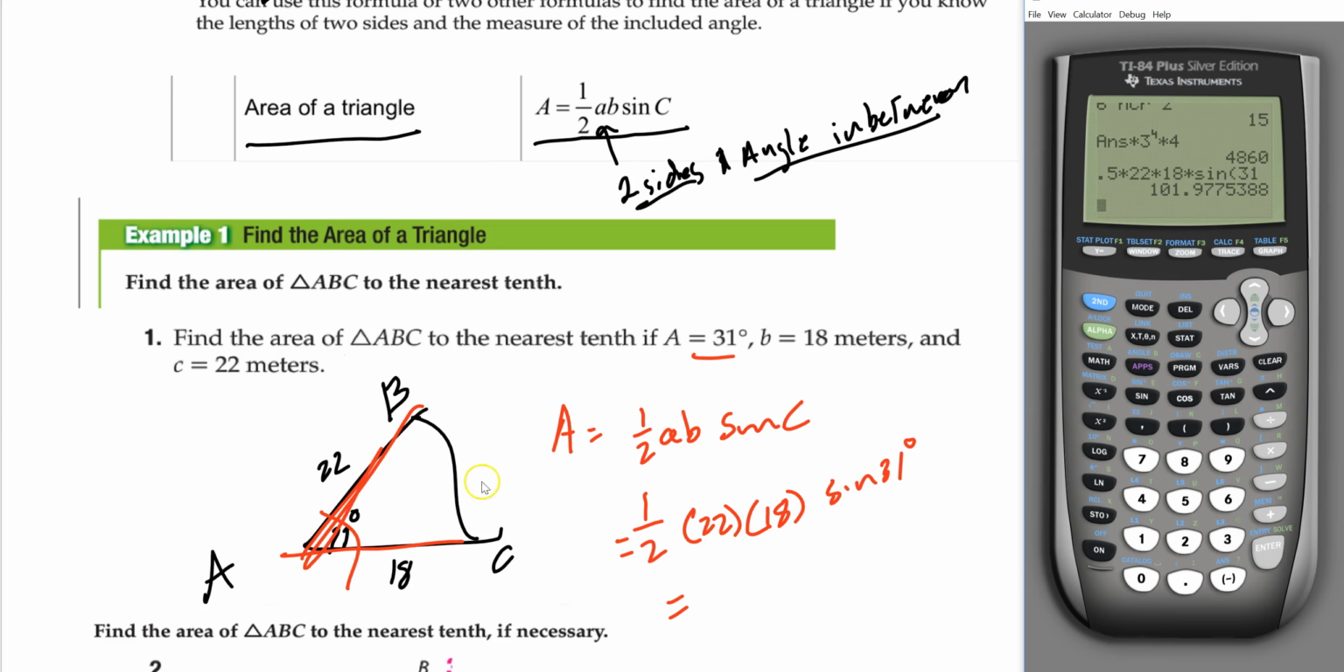And I get 101.98 meters squared, because area is always squared, in case you didn't know. They want the nearest tenth, so I should round this, so it'll be 102.